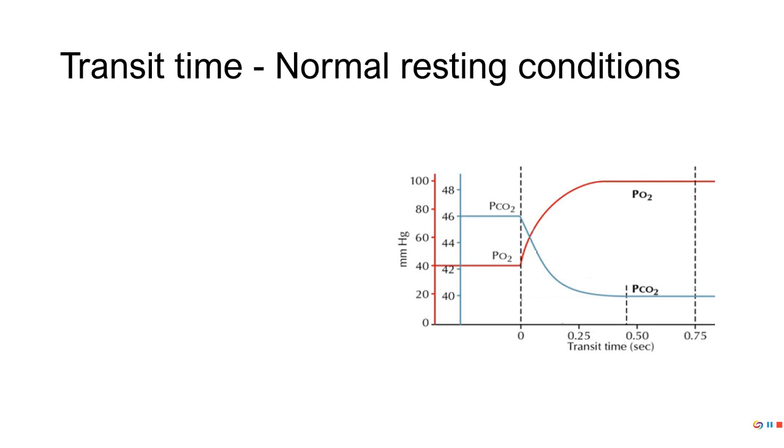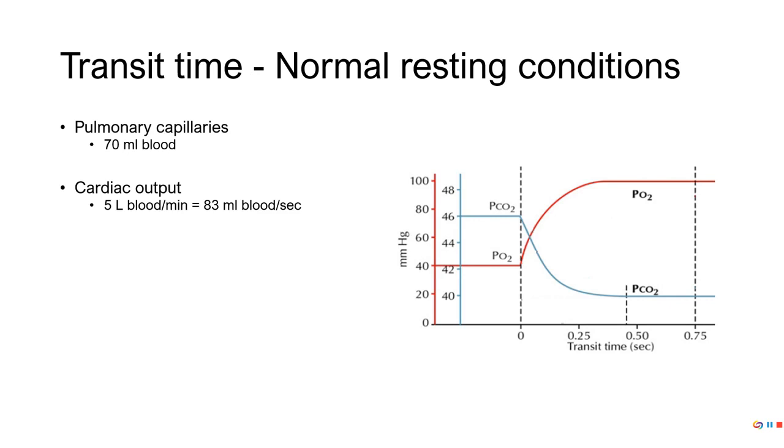Now, the pulmonary capillaries, like I said earlier, hold about 70 milliliters of blood. Cardiac output is 5 liters of blood per minute. And so this means we have 83 mils of blood going through the pulmonary capillaries per second. That means, if you did the math, a red blood cell spends a little more than 8/10 of a second in a pulmonary capillary. Now that might seem like a lot of time, it might not.